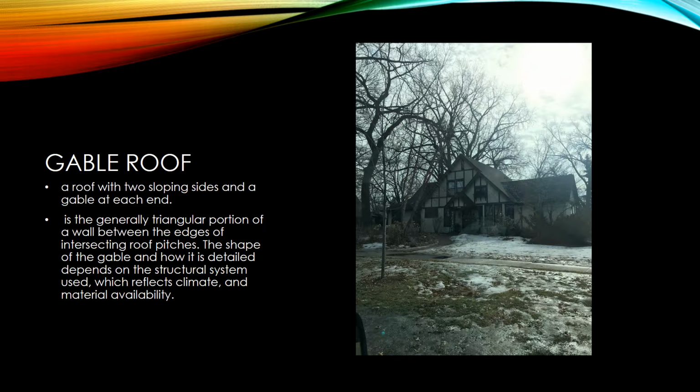And then next we have the gable roof. This is a roof with two sloping sides and a gable at each end. A gable is generally a triangular portion of a wall between the edges of an intersecting roof pitch. The shape of the gable and how it is detailed depends on the structural system used, which reflects the climate, material availability, and the aesthetic concerns.